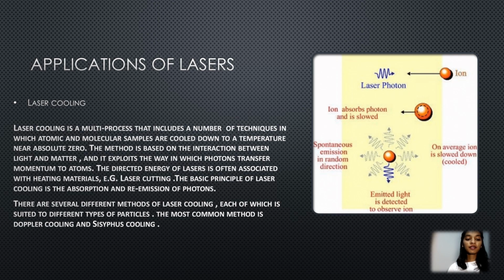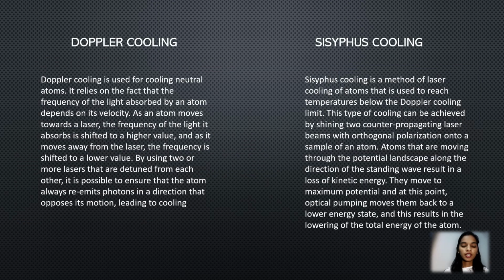There are several different methods of laser cooling, each of which is suited to different types of particles. The most common methods are Doppler cooling and Sisyphus cooling. And the first one is Doppler cooling. Doppler cooling is used for cooling neutral atoms.